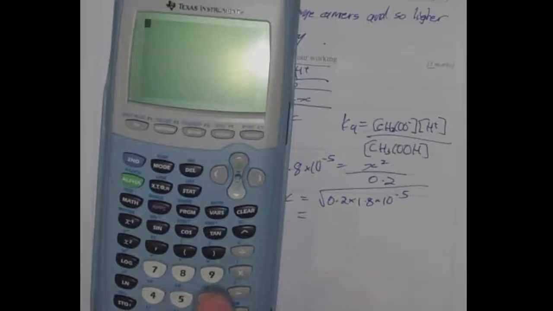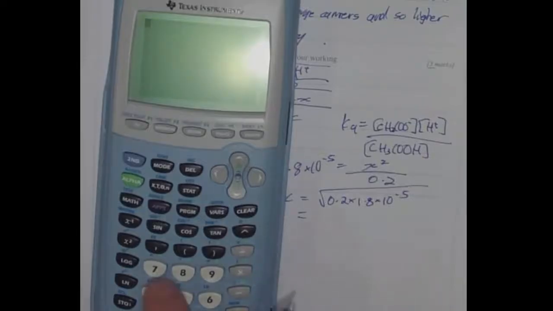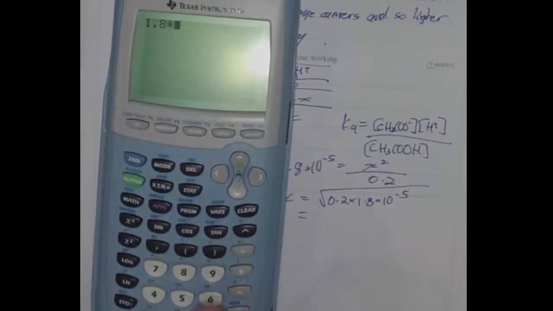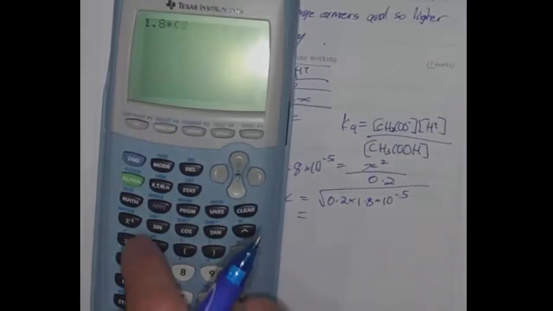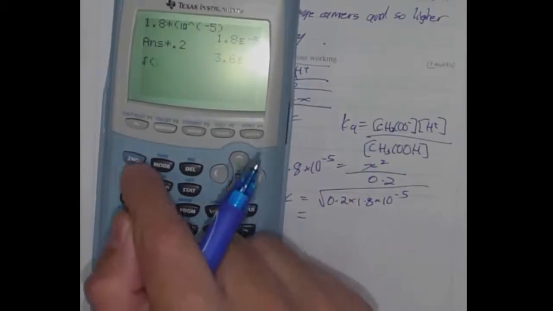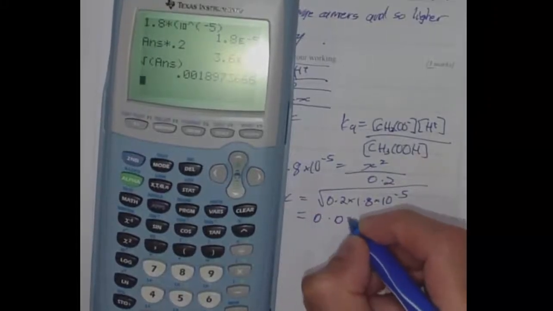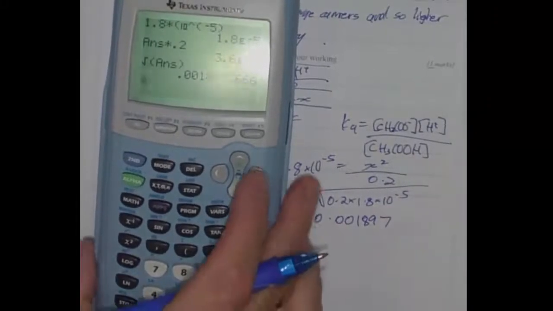How did we do 10 to the minus 5 again? That one? Minus 5. Oh, that's log. Sorry. 1.8 times, I don't know what the best thing is to do here, 10 minus 5 equals, times by 2 equals, and then the square root symbol of the answer is that. Don't trust myself, I would do that again, but I'm not going to.